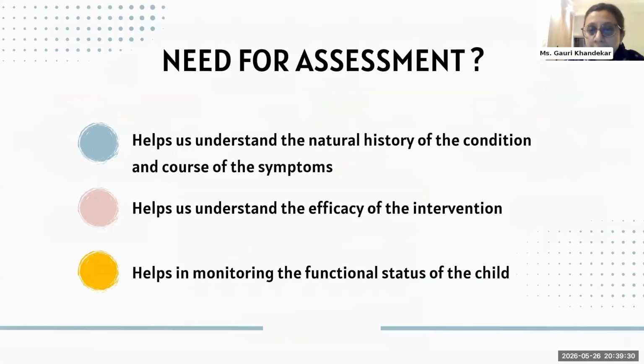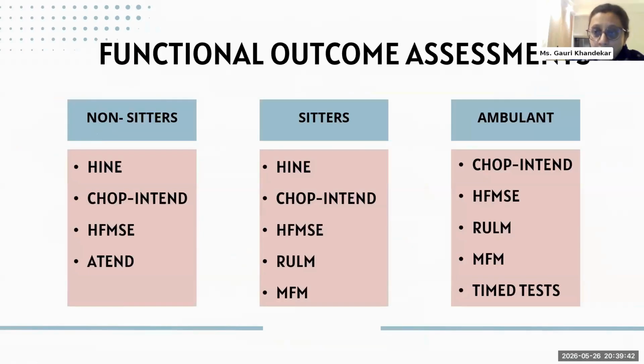So what is the basic need of assessment? It helps us understand the natural history of the condition and the course of the symptoms. It helps us understand the efficacy of the intervention and helps in monitoring the functional status of the child. The standardized functional outcome assessments in SMA are, for non-sitters: HINE, CHOP INTEND, HFMSE, and ATEND. We will go through all of them one by one. For sitters: HINE, CHOP INTEND, HFMSE, RULM, and MFM. And for ambulant: CHOP INTEND, HFMSE, RULM, MFM, and timed tests.